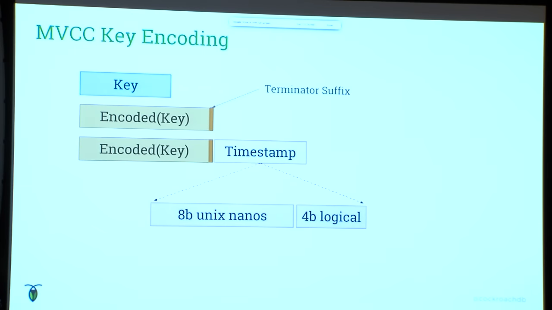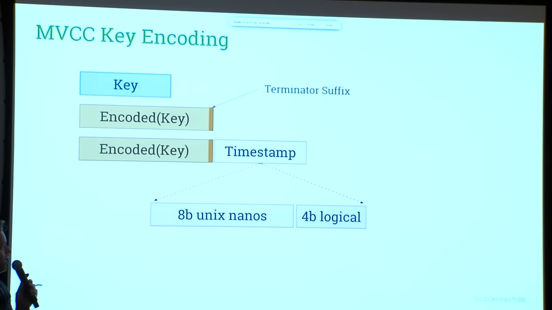So what we do is we actually encode the key first. It's an escaped encoding. Really what that does is just make sure that we can have a terminator suffix that will never occur within the encoded key. It's a very straightforward encoding. And then that allows us to put a timestamp at the end of it.